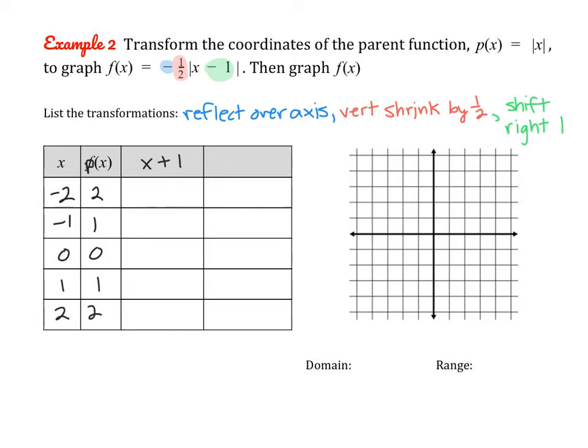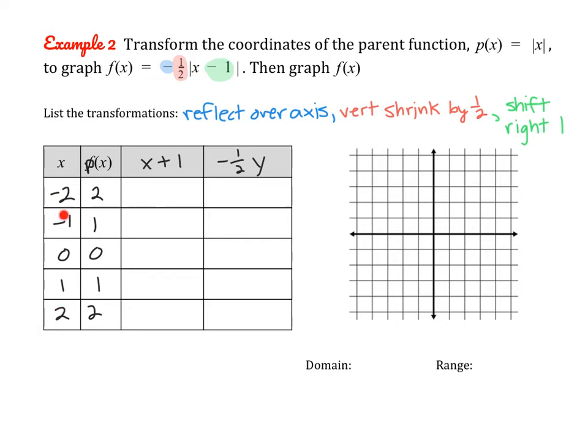And then if I want to reflect over the x-axis and do a vertical shrink by a factor of 1/2, I need to multiply, just like I'm multiplying here, all of my y values by -1/2. So we'll do -1/2 y. So again, just like I'm multiplying by -1/2 in the equation, that's exactly what I'm going to do to transform my coordinates. So let's start by doing the x values.